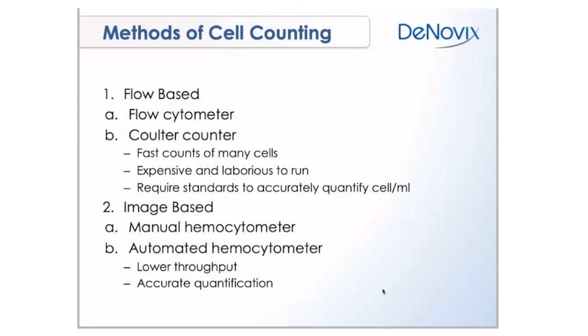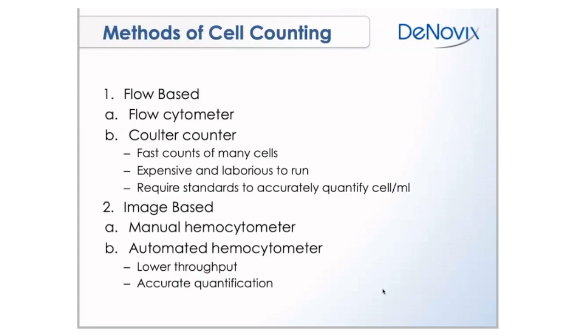They are, of course, expensive and laborious to run. And if you want to get quantification from them, you either need to make sure that you calibrate your fluidic pump regularly, so that you know exactly how many mils are passing through per second, or you need to run a standard with your cells.